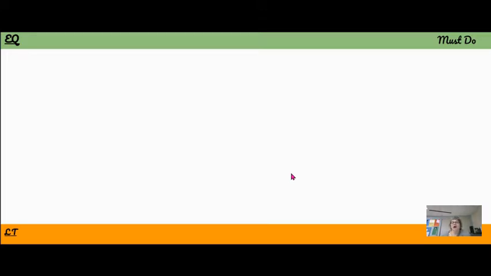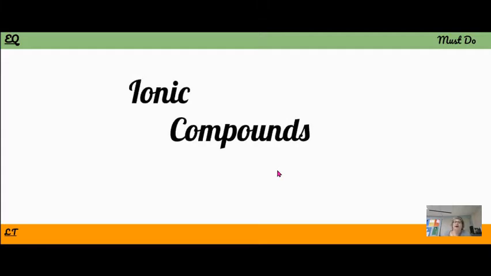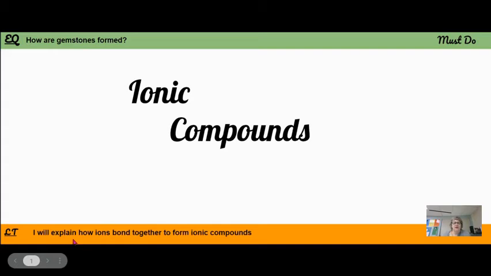Yesterday we learned about ionic bonds and how ions can come close to each other and end up having that force of attraction, which is really hard to break apart. Today we're going to talk about the ionic compounds that are formed because of those ionic bonds, again on our trek to figure out how our gemstones form. I will explain how ions bond together to form ionic compounds.